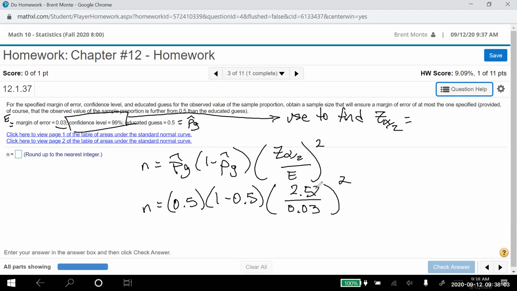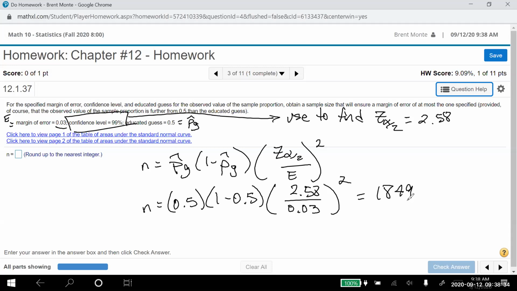So there, 2.58, we'll put that up here as well. And now I just type that into my calculator. So let's see. I'm going to go 0.5 times, and then parentheses 1 minus 0.5, and then another parentheses, you may have to hit times, 2.58 divided by 0.03, close parentheses, square that piece, hit equals. I get exactly 1849.